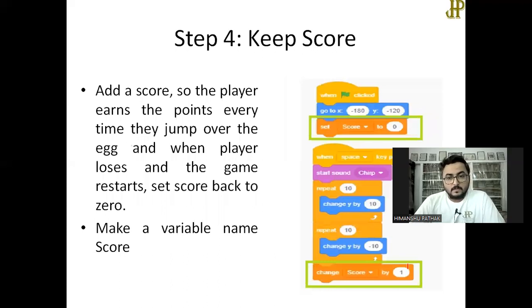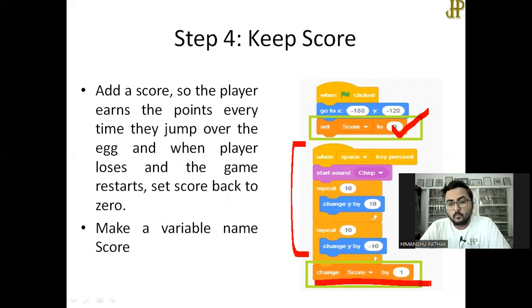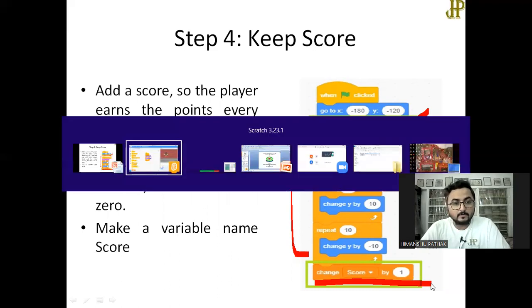Now the next one is keeping score. So for scoring, what is to be done? Wherever you have written that as soon as it is clicked, set score to 0. And here, where you have repeated for jumping the character, one line is to be added: change score by 1. That's all.